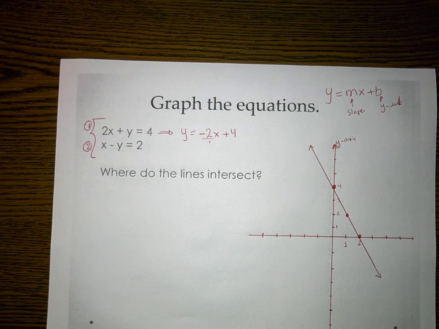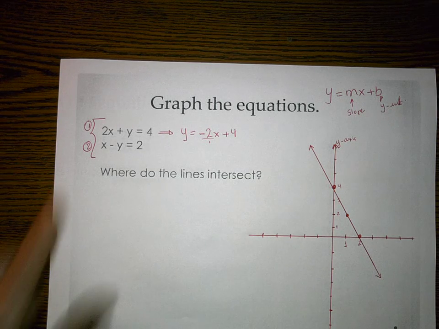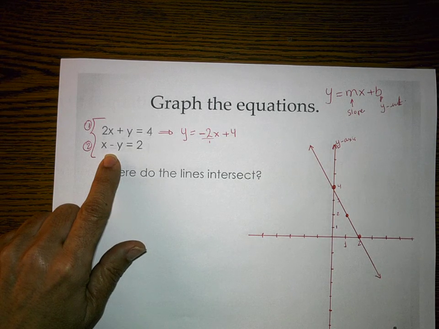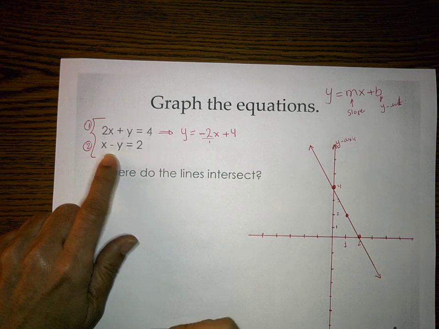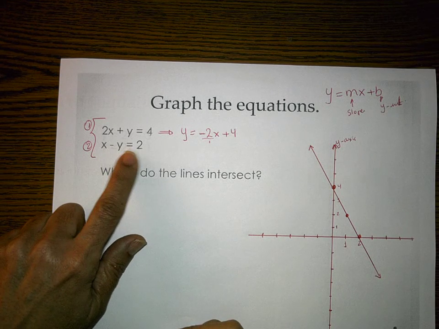Let me get a different color here to do the other line. Let's see if I have a different color pen here. Black. There we go. Okay? So there is my line number 1. Now let's take care of line number 2. Line number 2 says x minus y equals 2.